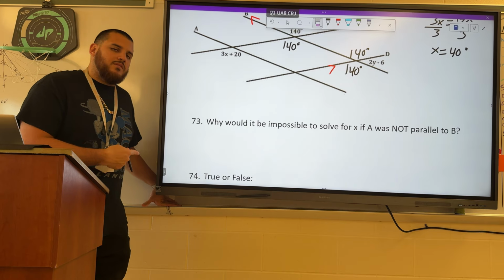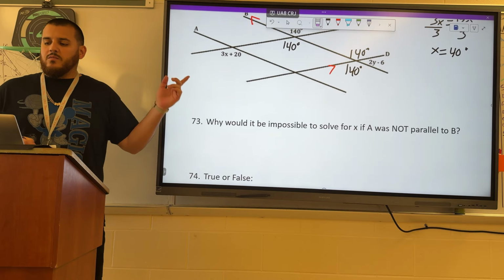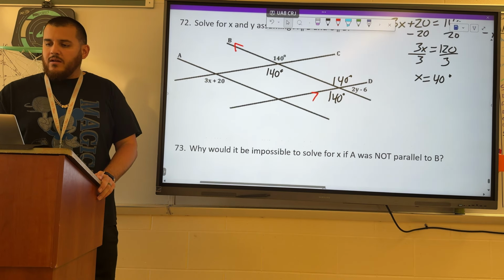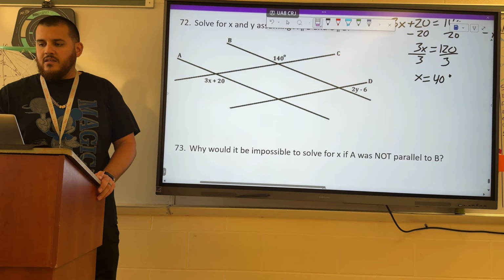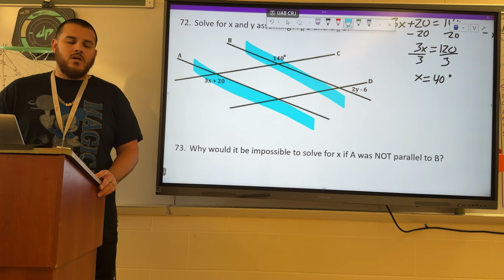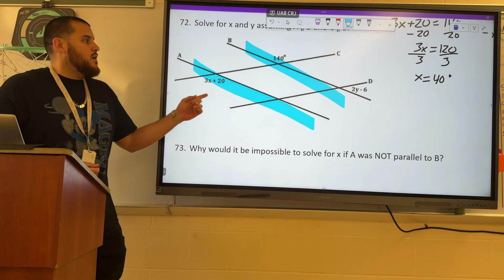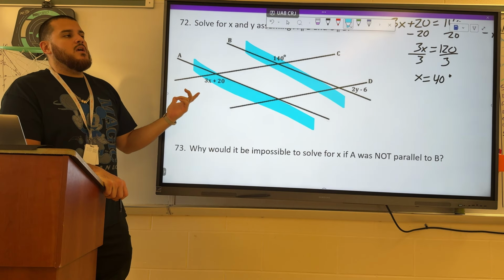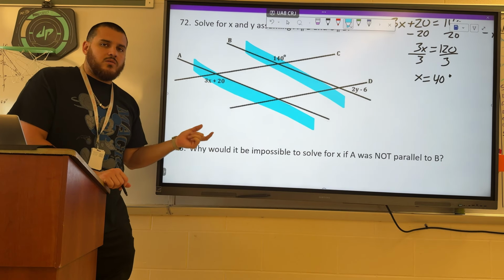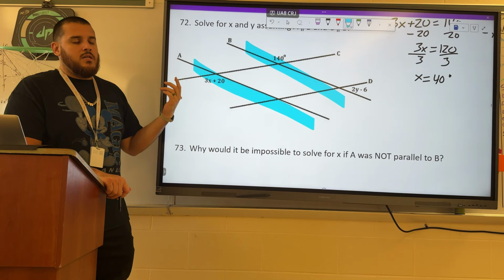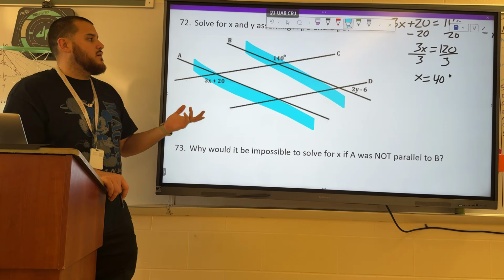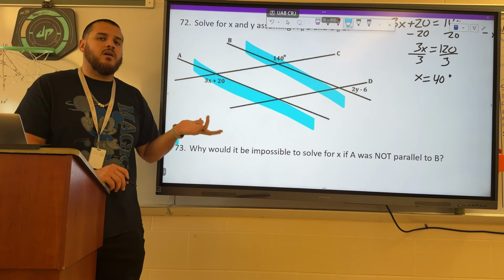Quick follow-up to the previous example, whereas why would it be impossible to solve for x if A was not parallel to B? Okay, so assuming that these two lines were not parallel, why could we not solve for x? Well, these would be alternate exterior angles, but we only know they're equal to each other if the lines are parallel, right? So we have all these angle pairs that exist no matter if lines are parallel or not. There's consecutive interior, alternate interior, and so on.